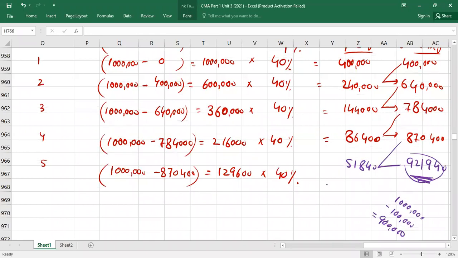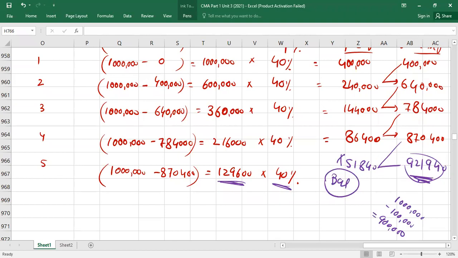What do I have to do? It means in the last year, I cannot apply 129,600 times 40%, the normal way of depreciation. No. Because if I apply the normal way in the last year, my accumulated depreciation will exceed the depreciable base, which is not allowed. So in the last year, I need to calculate only the balance depreciation. How will I get the balance?